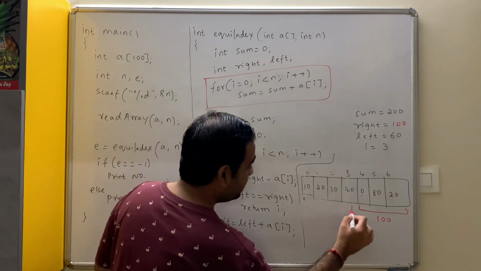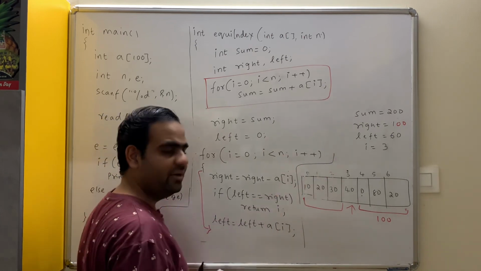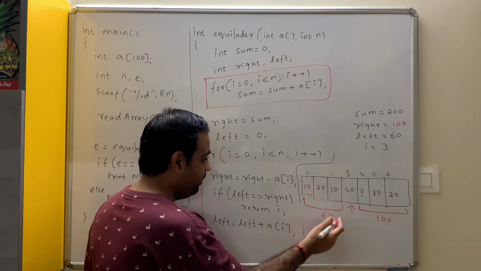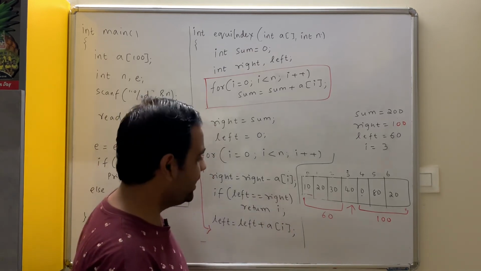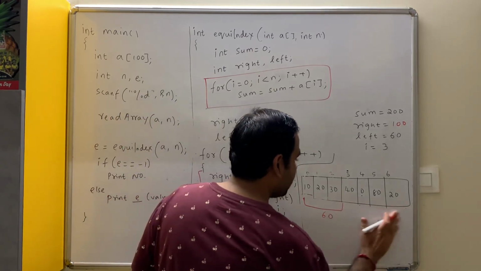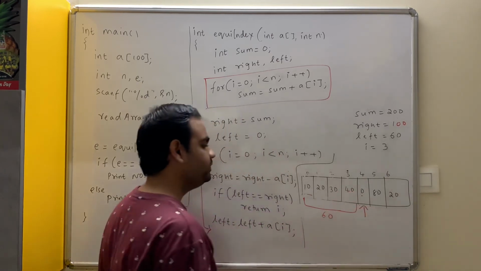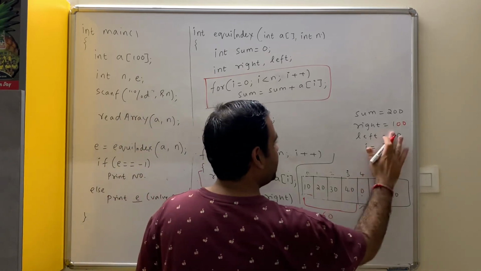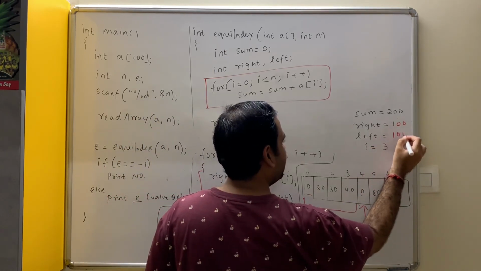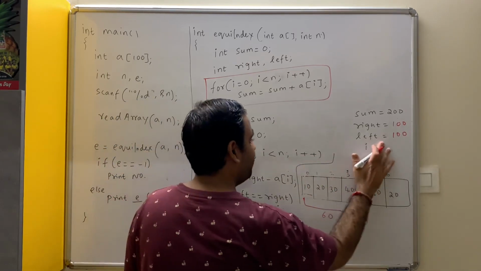I need to get the LHS sum. And how do I get the LHS sum? Already it is there in left, which is 60. Again you compare: is 60 equal to 100? No. Next you prepare for the next iteration, so that you will check whether the fourth index is the equilibrium index or not, and you need the sum till index 3. Left is equal to left plus a of I. 60 plus 40 is 100. I becomes 4.